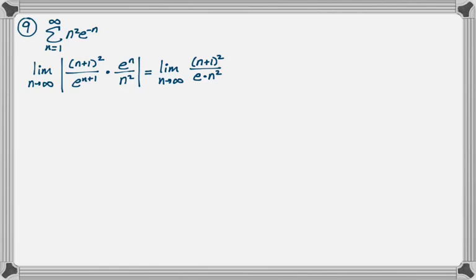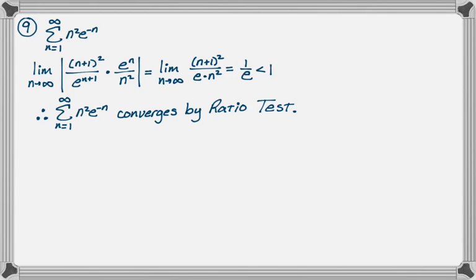We just have n plus 1 squared over e times n squared. If you go to infinity, that's just basically n squared over n squared is 1, so we end up with 1 over e, and 1 over e is less than 1, and so we can say that this thing converges by the ratio test.